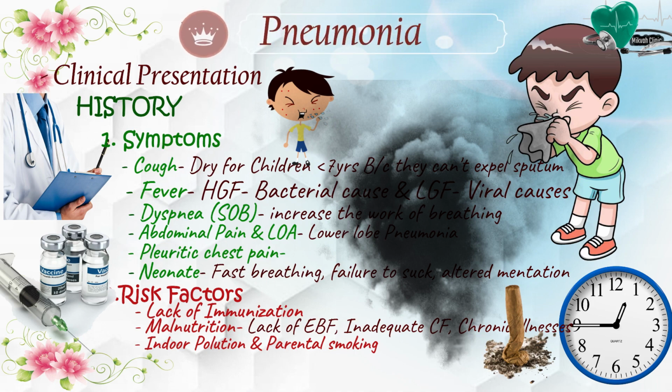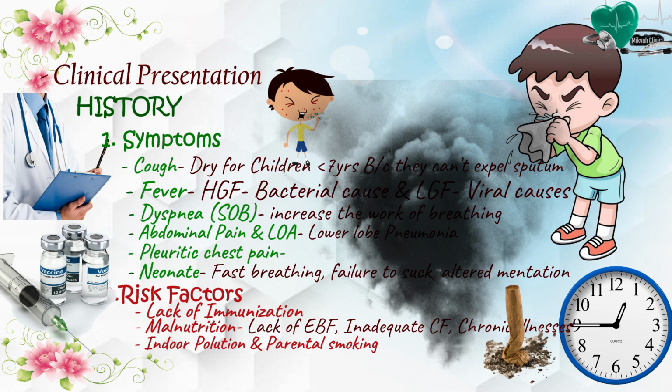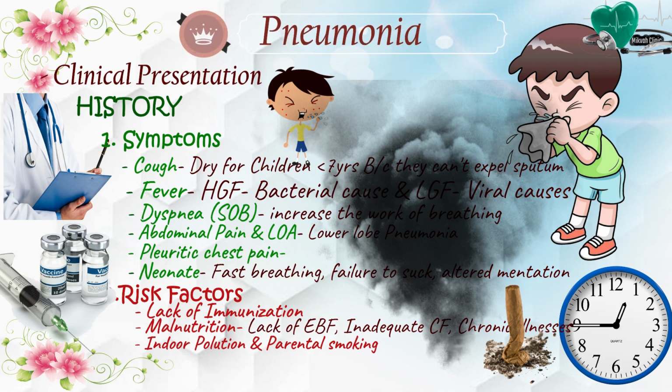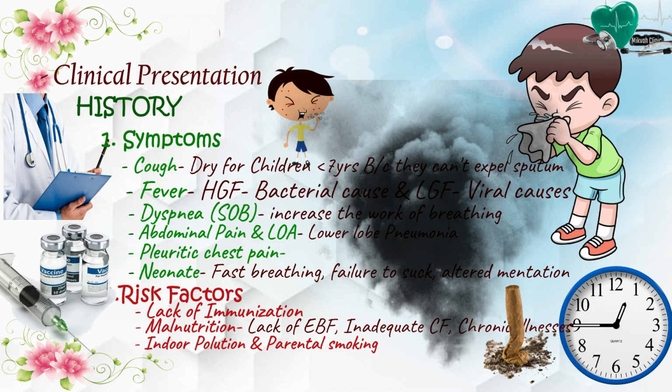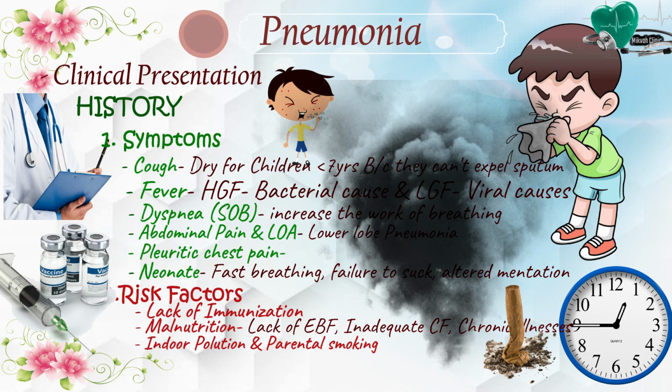All these problems will cause damage to the respiratory epithelium. As I have mentioned on the pathogenesis of pneumonia, pneumonia develops when those protective mechanisms are breached. So unhealthy epithelium or damage to the epithelium will provide a fertile ground for the development of pneumonia. So indoor pollution and parental smoking is the third important risk factor.